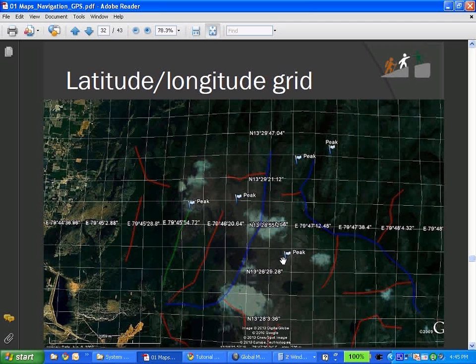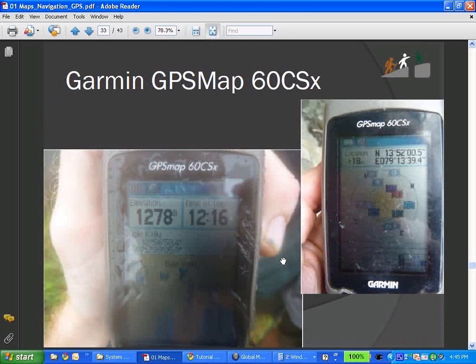Okay, so now let's talk a little about GPS. We'll go through some of the main features. Yeah, let's close session number 10, and let's open session 11.